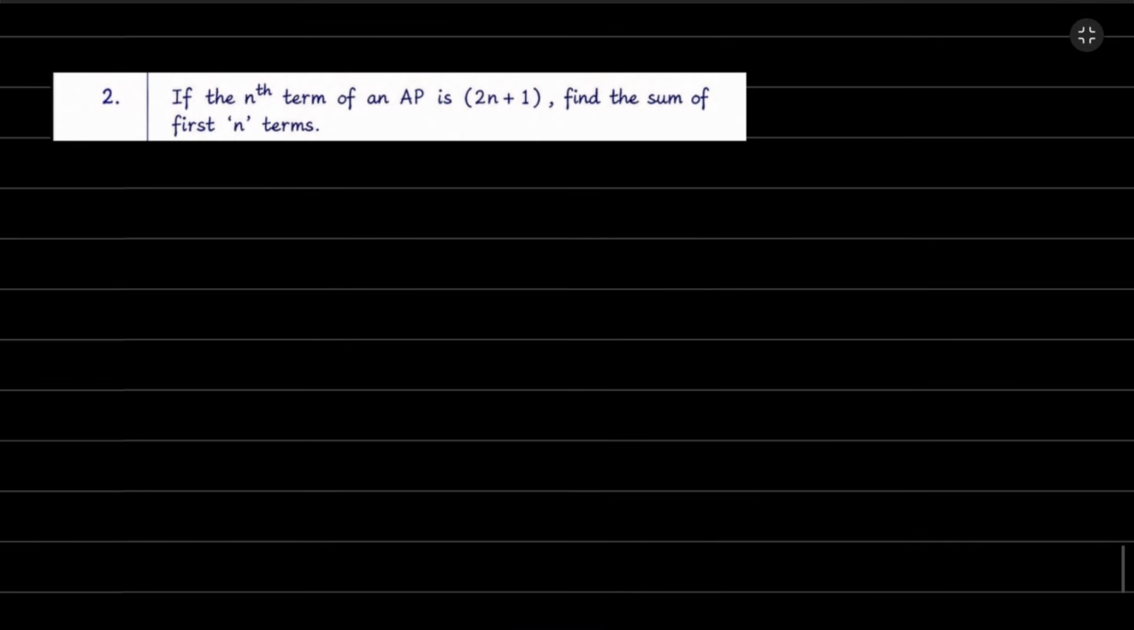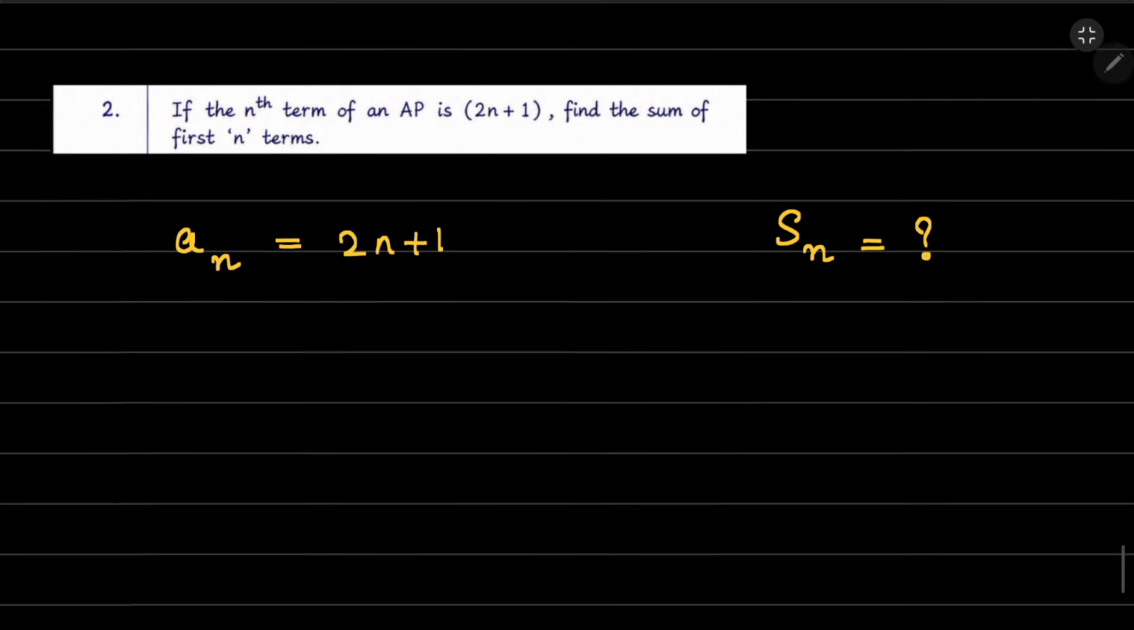If the nth term of an AP, how do you denote the nth term of an AP? It is denoted by an. If the nth term of an AP, that is an, is given by the expression 2n plus 1, you have to find the sum of the first n terms. This is what you have to calculate.